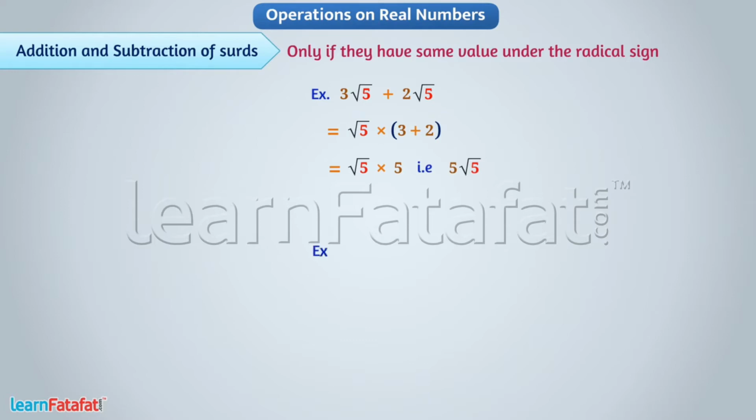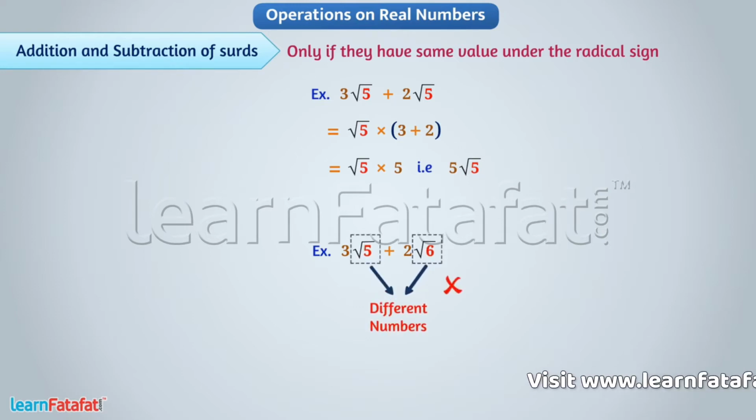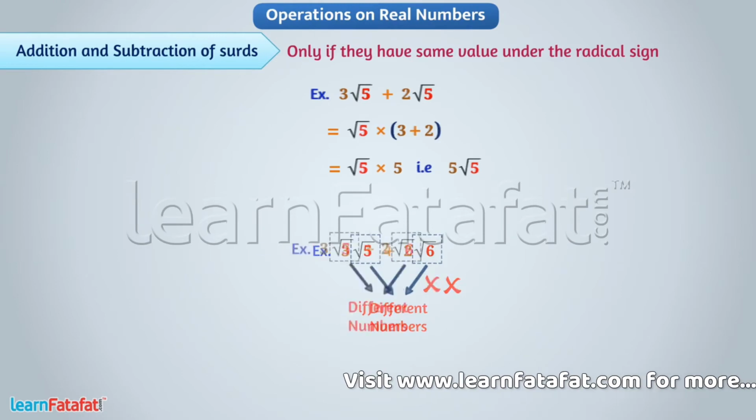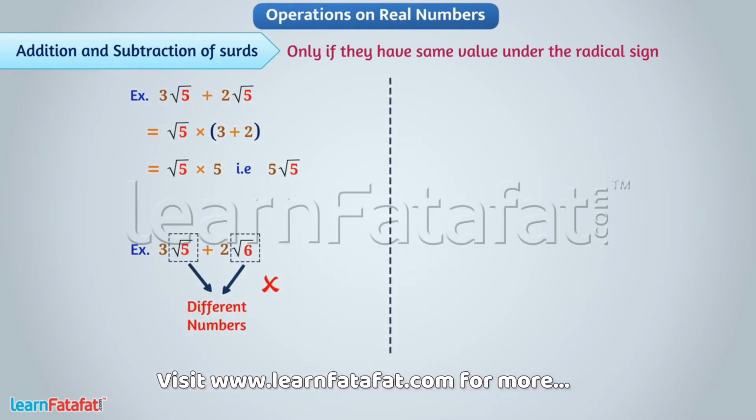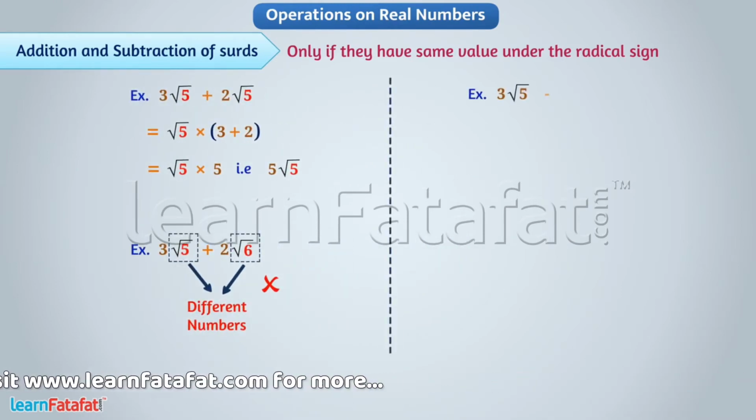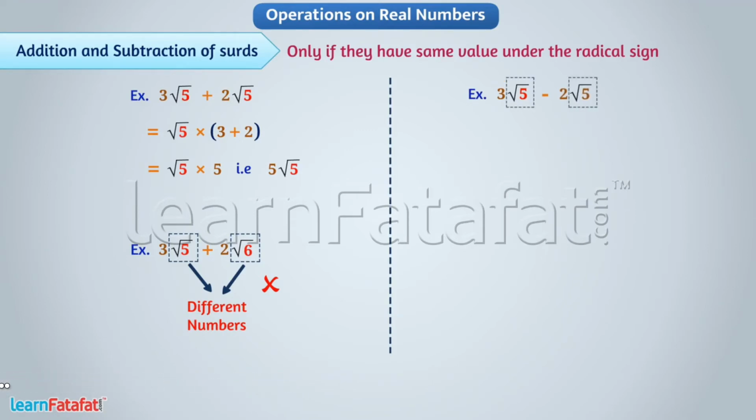Now consider 3 root 5 plus 2 root 6. Here, the values under radical sign are different, so we cannot add these numbers. In the same way, we can perform subtraction 3 root 5 minus 2 root 5 as the values under radical sign are same. We will get result root 5. However, we cannot perform subtraction 3 root 5 minus 2 root 6 as the values under radical sign are different.